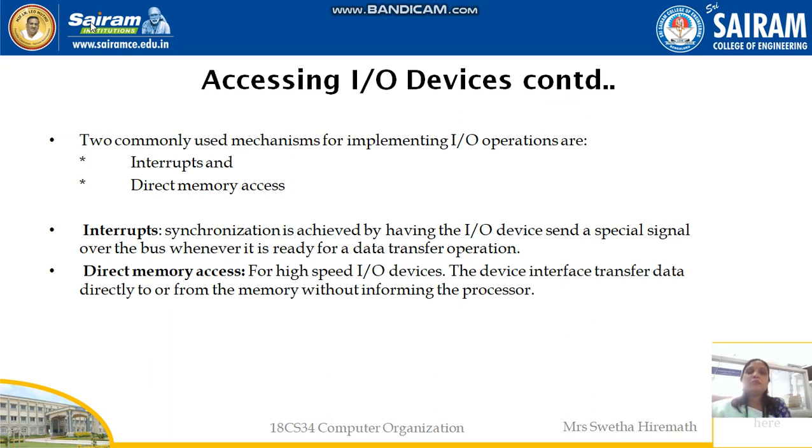So in order to implement the IO operations, there are two mechanisms which will be used. One is the interrupts and the other one is the direct memory access. So we will be seeing both in detail.